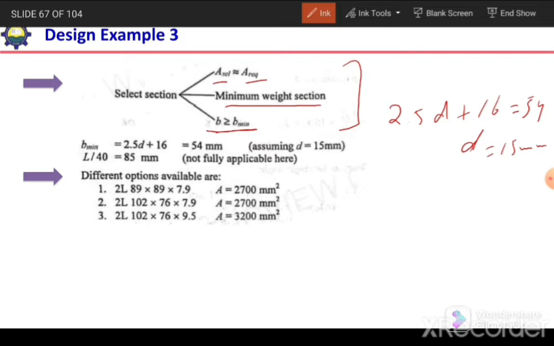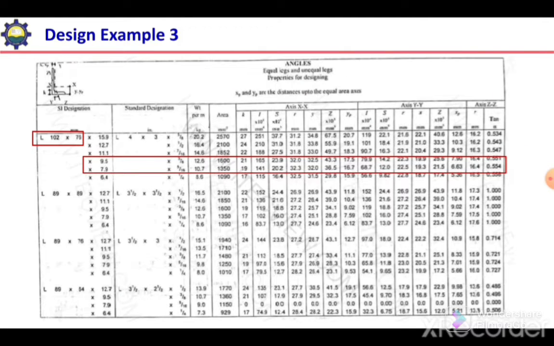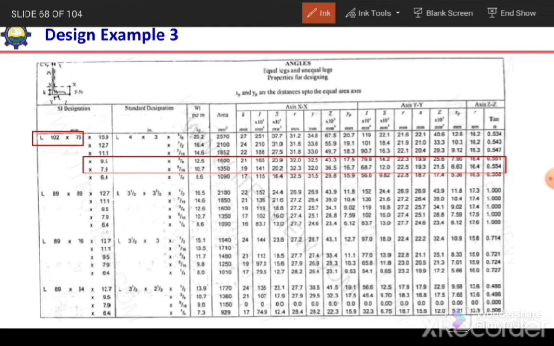Okay, from the table we can select the sections. So if we go into the table, here we can make this selection: angle section L102 by 75 by 7.9 or 9.5. So both have the area more than 1200, the area required for single angle. So 1350 or 1600. So 1350 is close to this value and 1600 is a somewhat larger value.